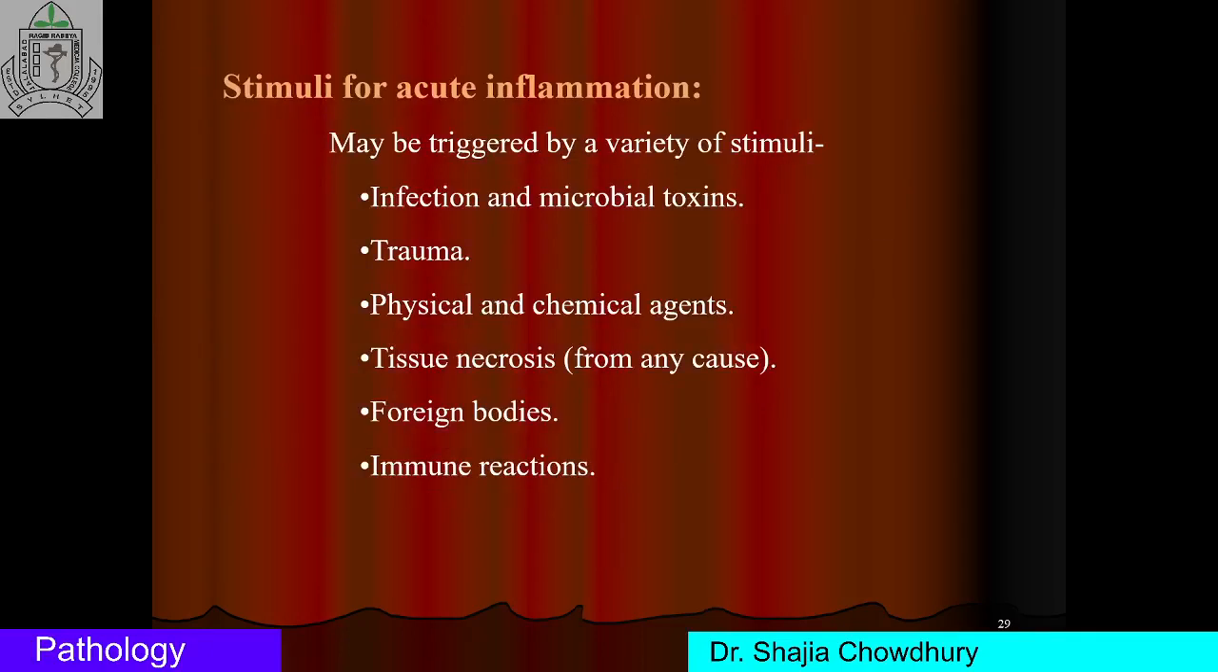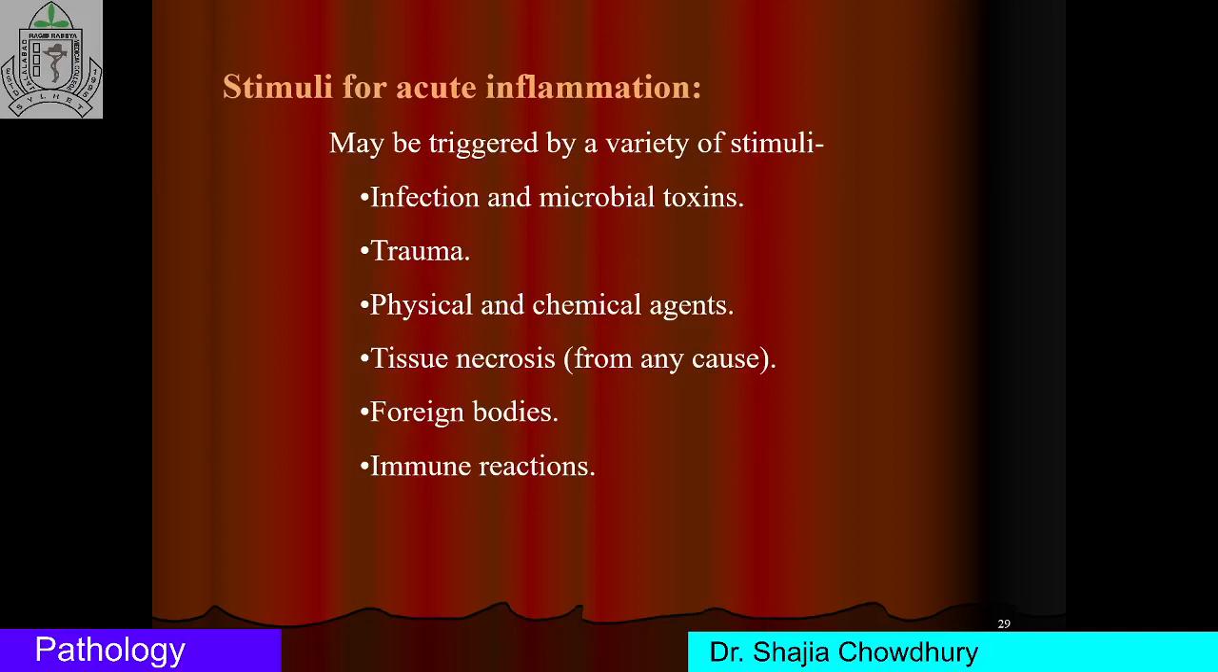Now, what are the stimuli for acute inflammation, or what are the causes of acute inflammation? It may be triggered by a variety of stimuli. The most important are infections and microbial toxins, trauma, tissue injury, physical and chemical agents, tissue necrosis from any cause, foreign bodies and immune reaction. These are very important for viva and written.